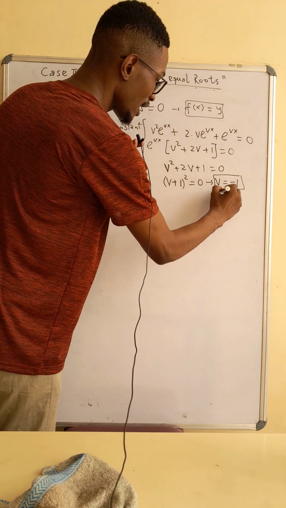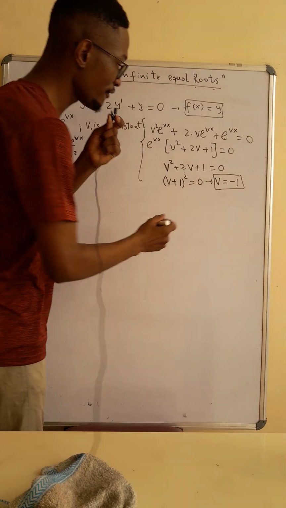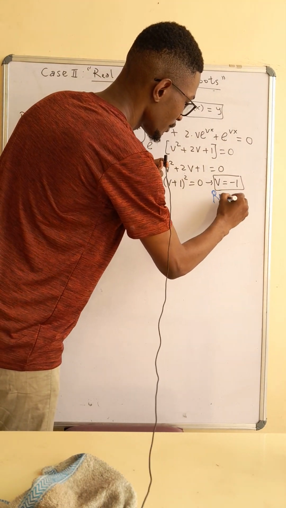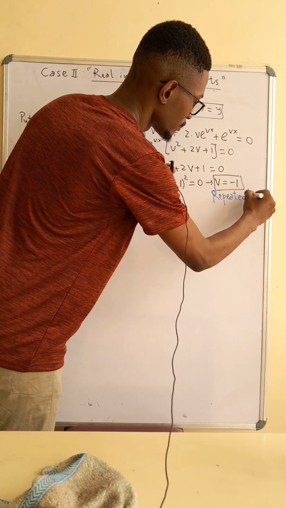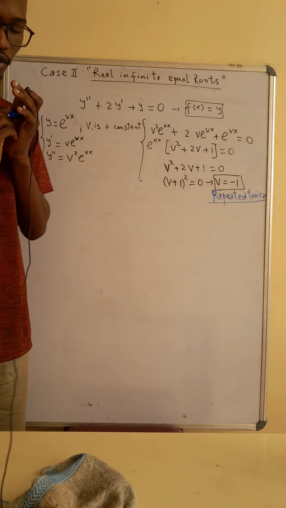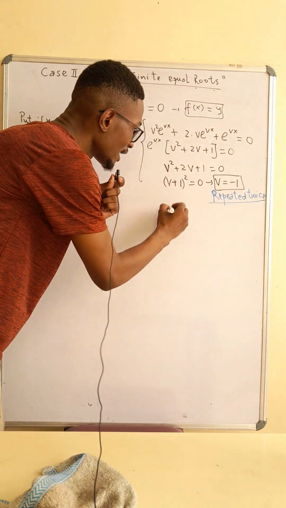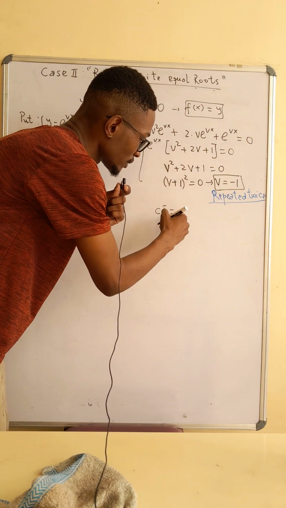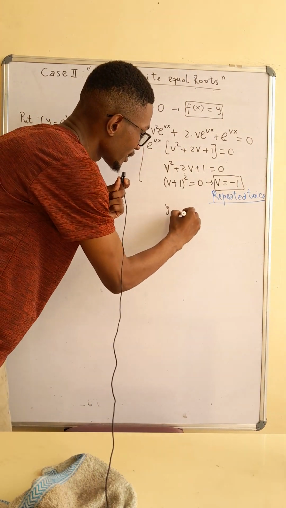So it means that this root is repeated twice. See guys, it is repeated twice. So if it is repeated twice, what does it mean? It means that here I will surely have the CF equal to the first solution, okay? I will have the first y. My first y will be directly what?